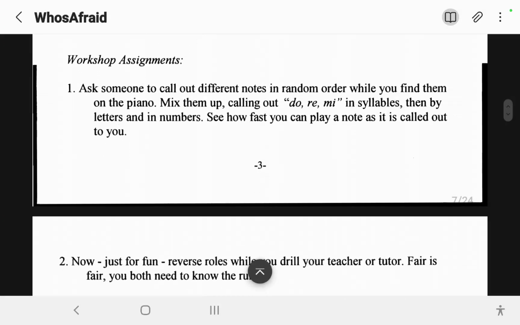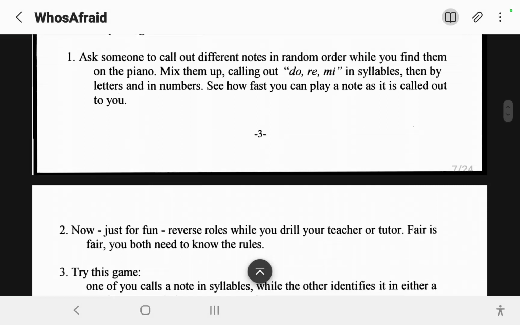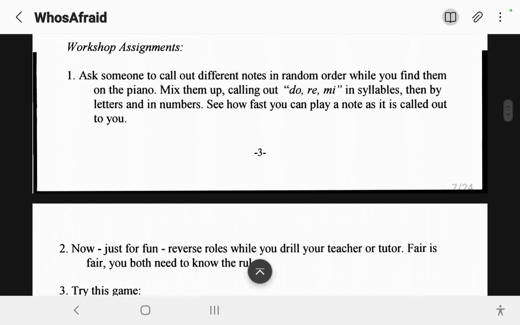Okay, so then they have some workshop assignments. Ask someone to call out different notes in random order while you find them on the piano. Mix them up, calling out do, re, mi in syllables or solfege, then by letters and in numbers. See how fast you can play a note that is called out to you. This is very wordy. Okay, so this is basically a little exercise.